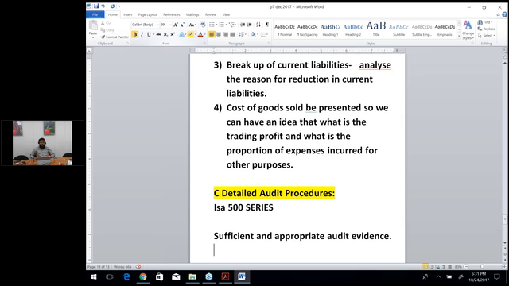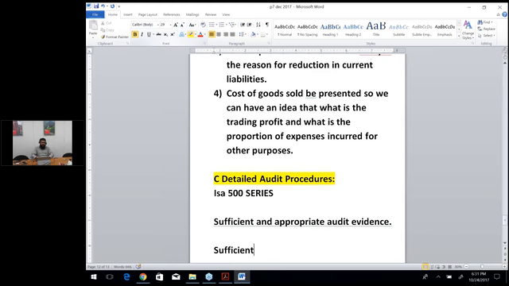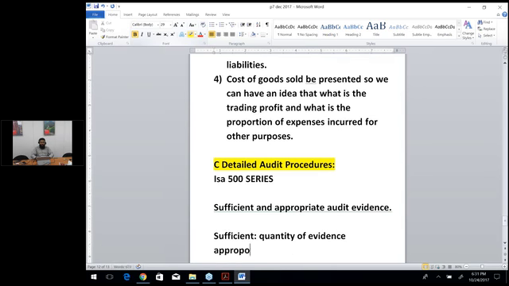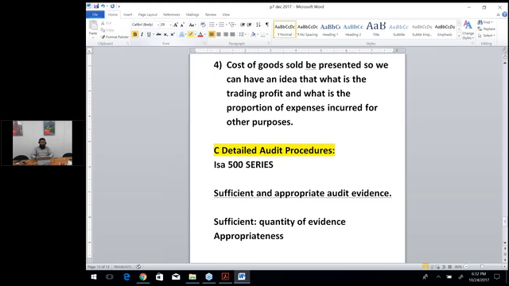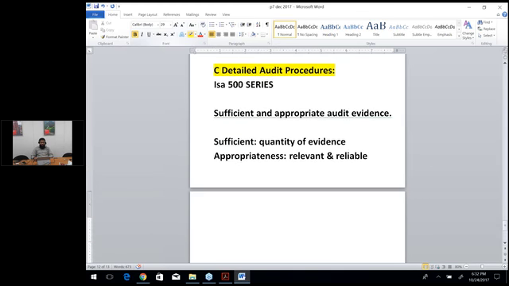Now, what is sufficient and what is appropriate audit evidence? Let's have a quick discussion about it. Sufficiency refers to the quantity of the evidence that you have gathered. Appropriateness means relevant and reliable. When you have audit evidence which is relevant and at the same time reliable, that is appropriate audit evidence. As an auditor, your objective is to gather sufficient and appropriate audit evidence.